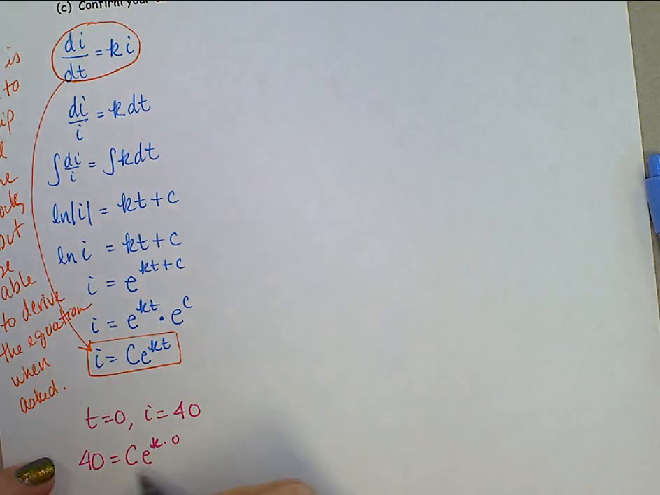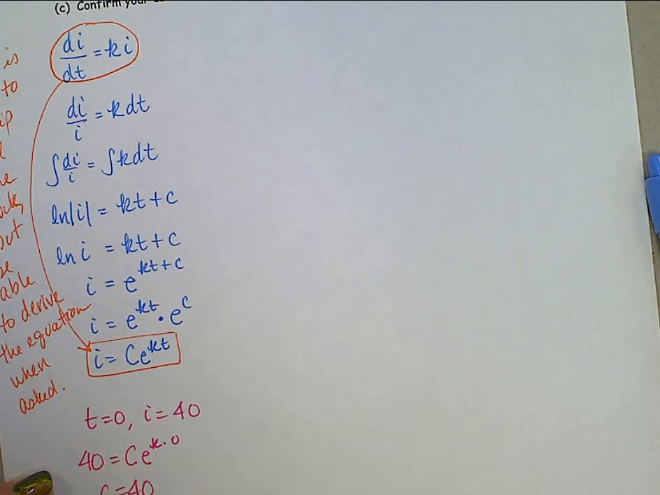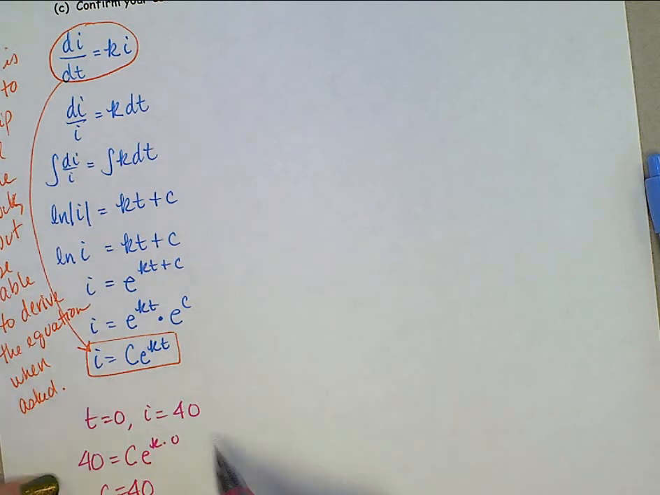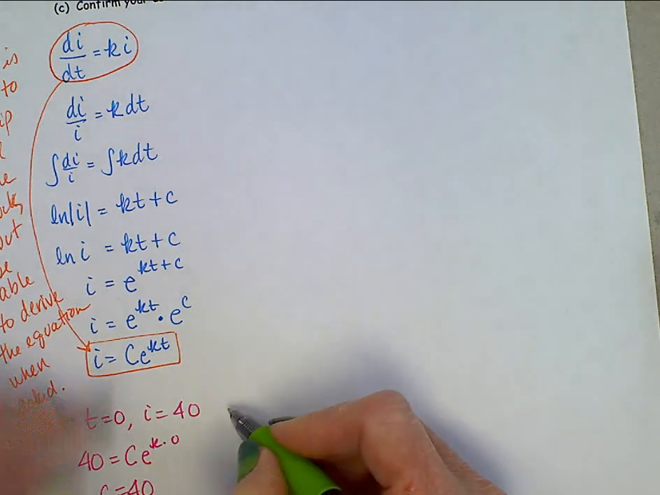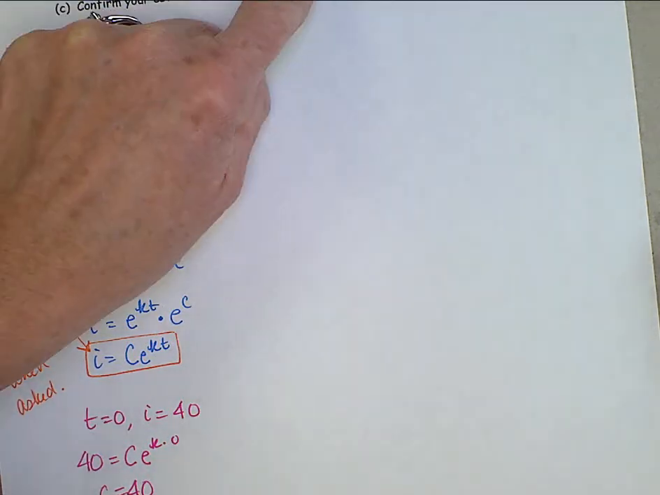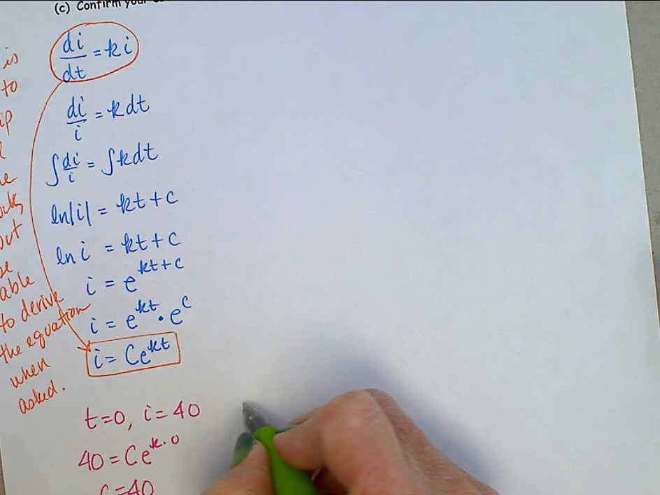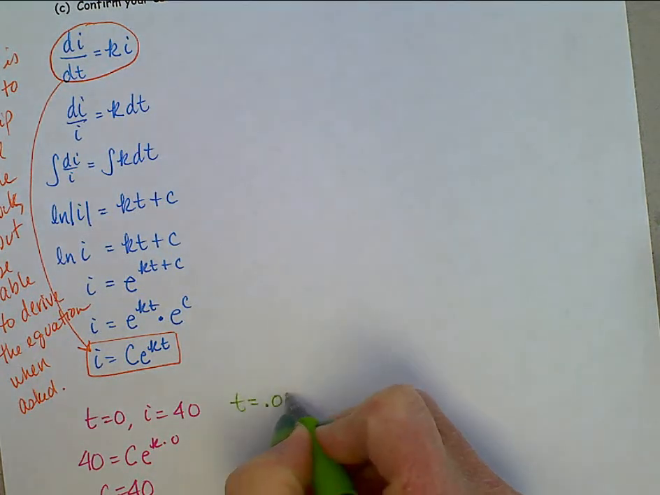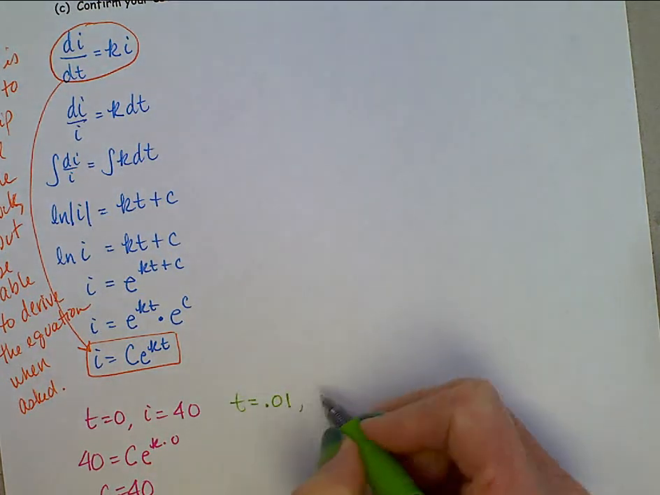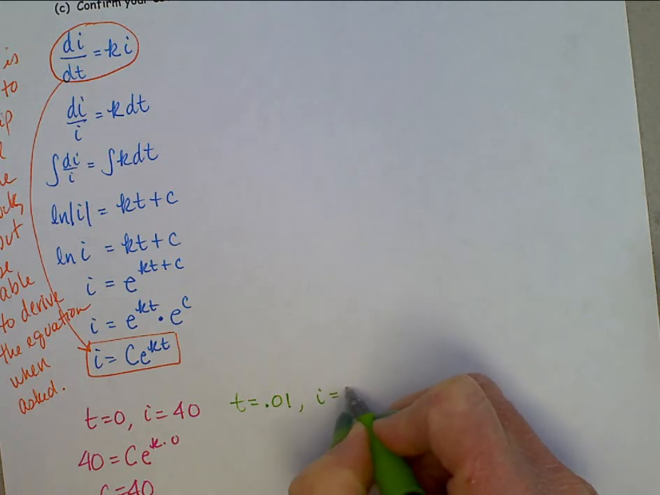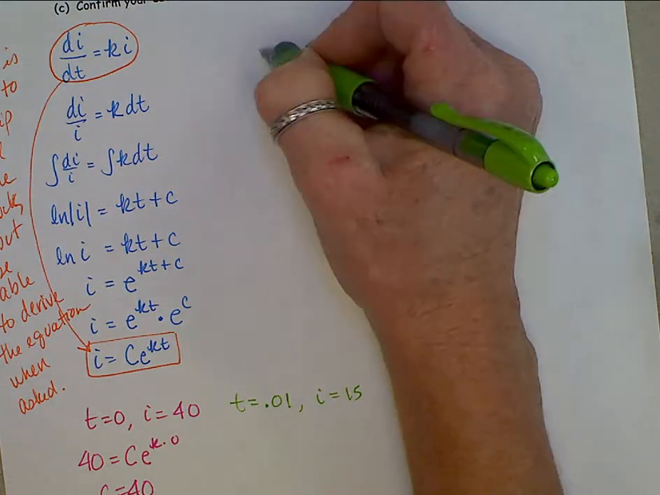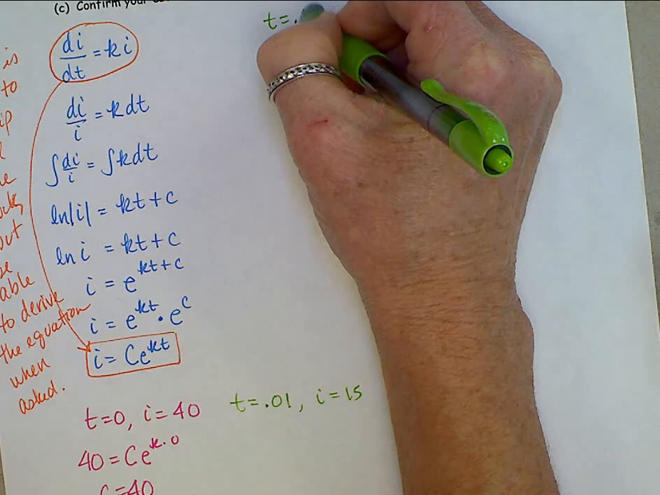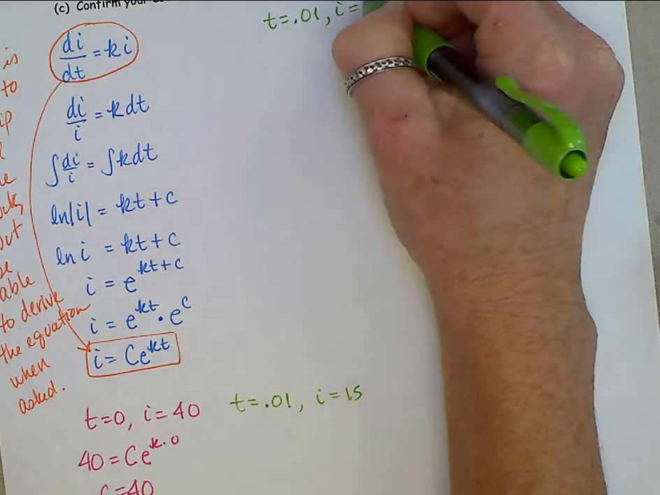Sorry. And this is just c equals 40. All right, now let's use this other piece of information. The other piece of information that we have is that the current dies down to 15 amps in 0.01 seconds. So when time is 0.01, current is 15. You know what? I'm almost out of space. I'm going to rewrite this up here. Time is 0.01 when I is 15.